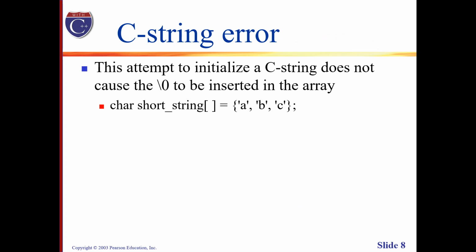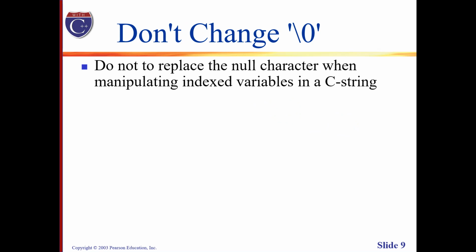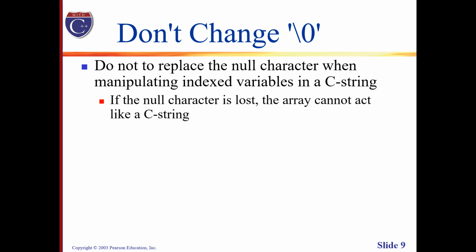Talking about C string errors. As we can see here, this attempt to initialize a C string does not cause the terminating character to be inserted in the array. As we can see here, this is a C string which is intended to have 3 characters. We can't do that. Thus, do not replace the null character when manipulating indexed variables in a C string, otherwise that would result in an error. If the null character is lost, the array cannot act like a C string.